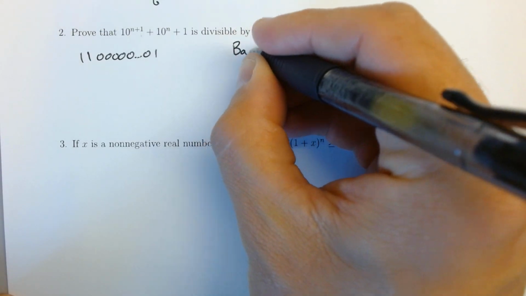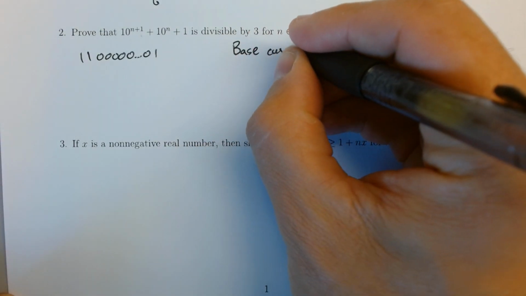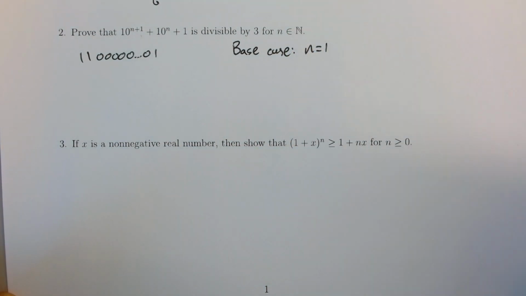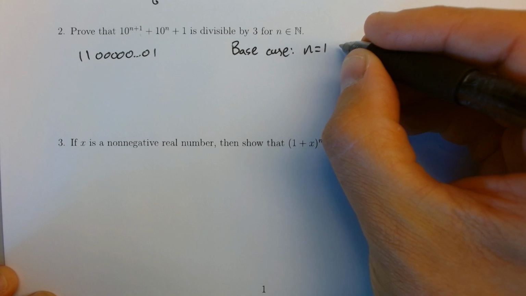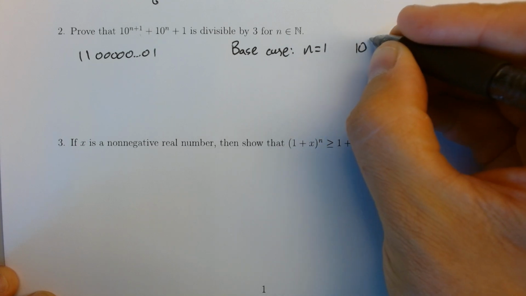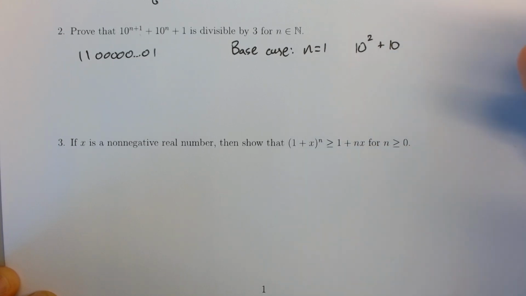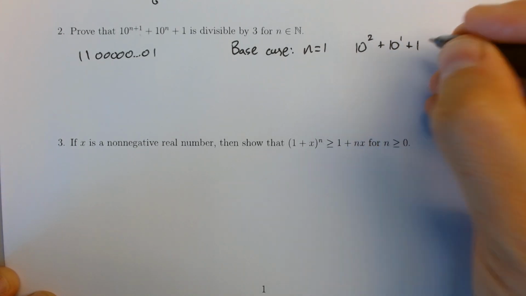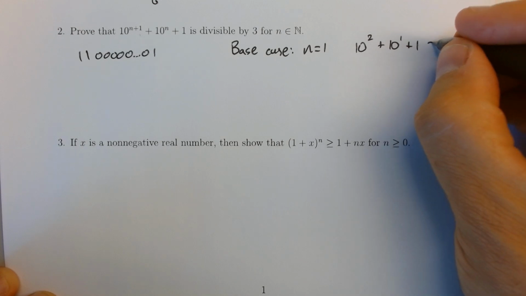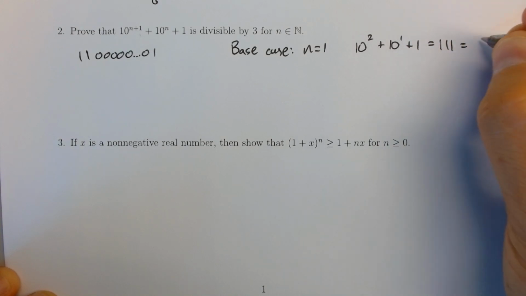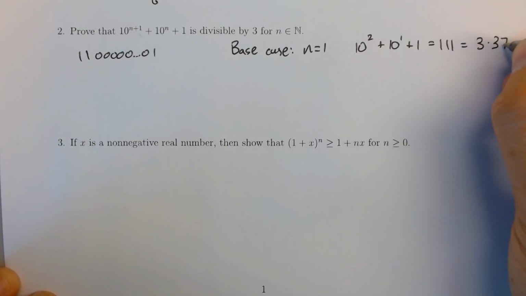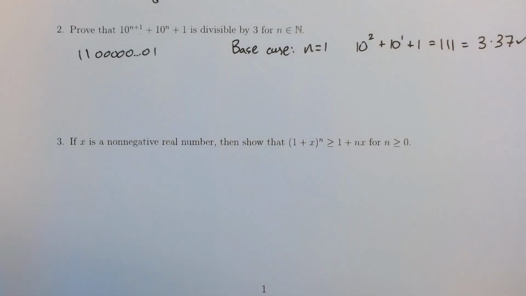So again, the base case would again be n equals 1. And when n equals 1, we get 10 to the 1 plus 1, so 10 squared, plus 10 to the 1, and then plus 1, which is 111. But you can factor that quickly as 3 times 37. So that is a multiple of 3.